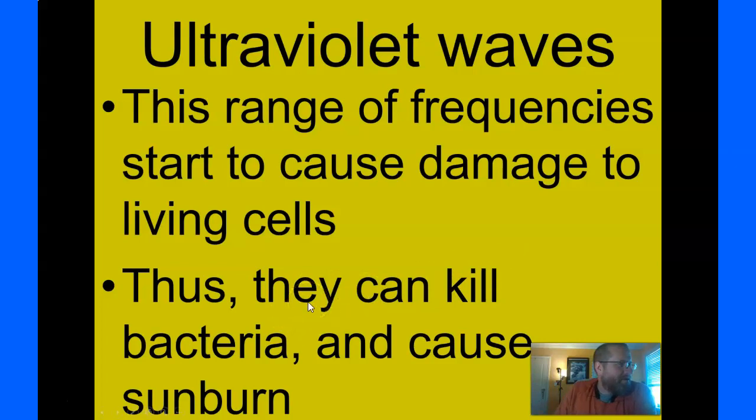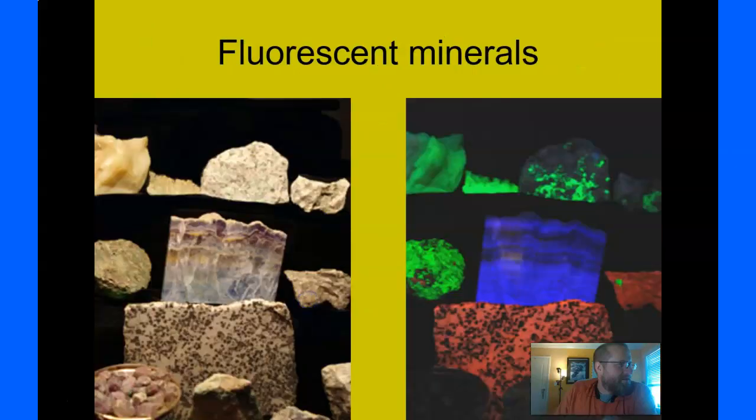Alright. Also, there's a thing called fluorescence. So these minerals in regular light, these minerals in UV light. You can't see UV light. Your eyes don't pick it up. There's certain minerals inside these rocks that absorb the UV light. The molecules will do that. And then will not reflect.